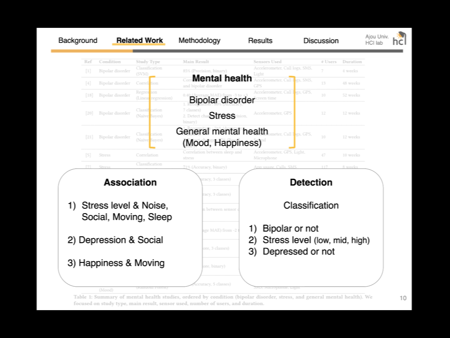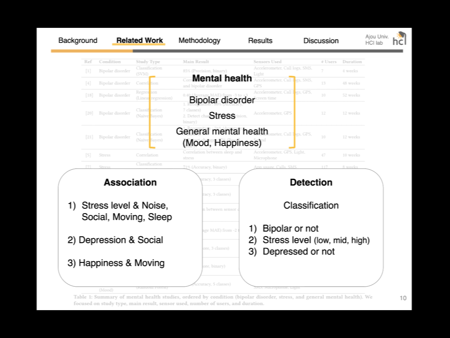The association study identified the relationship between mental health and passive sensing through t-test, ANOVA, and correlation analysis methods. There are some examples. First, strong correlation between stress levels and noise, social, moving, and sleep. Second is negative correlation between depression and social activities such as SNS use or calling. Last one is positive correlation between movement and happiness.